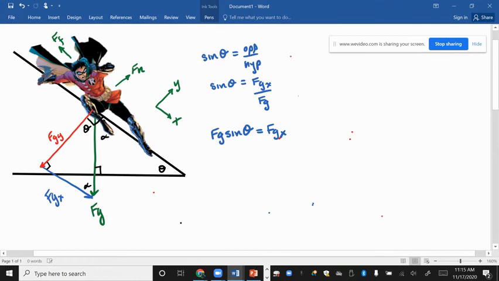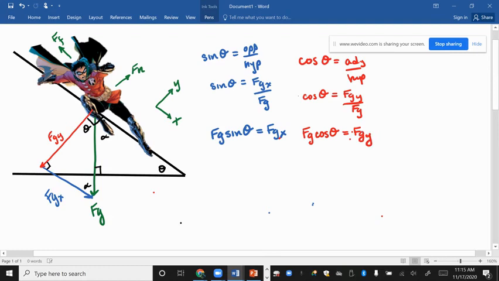Then we have the cosine of theta is equal to adjacent over the hypotenuse. So for cosine of theta, the adjacent is FGY and the hypotenuse is FG. When I rearrange this, I get FG cosine of theta equals FGY.